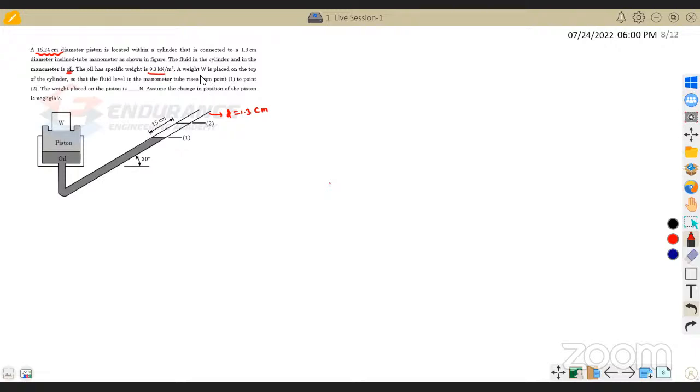A weight W is placed on the top of the cylinder so that the fluid level in the manometer tube rises from 0.1 to 0.2. This is our condition in the question. Initially there is no weight, but now I'm adding a weight.